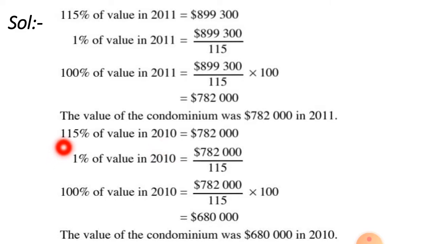So the same percentage is going to come, 115% increased. So it will come in the denominator, and 100% is going to be multiplied with this. We are going to calculate these three numbers. It will come $6,80,000. That is the value of 2010.